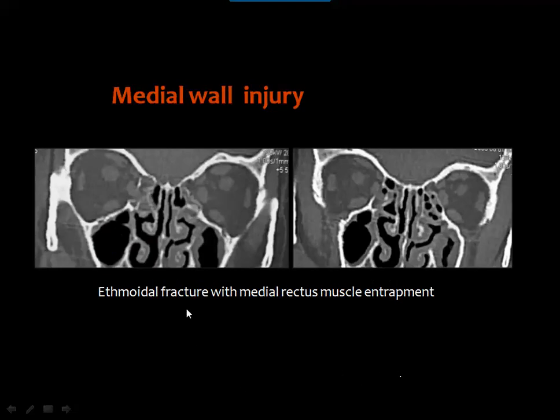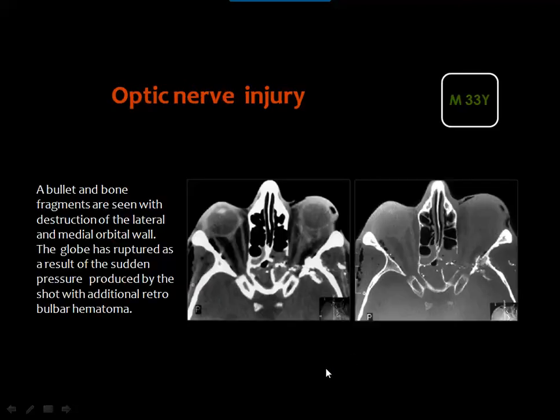It is markedly swollen due to muscle hemorrhage and contusion. In this example also you can see the medial rectus muscle is entrapped within an ethmoidal fracture, and the muscle is relatively swollen compared to the normal opposite side.